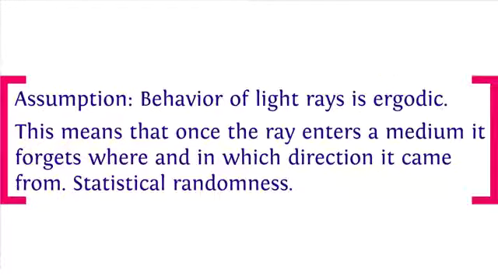Now, we're going to make some interesting assumptions in this lecture today. The most important thing is something called an ergodic assumption. We'll assume that the behavior of light rays is ergodic, which refers to the fact that the light essentially behaves in a random fashion once it passes through random surfaces. Okay? So just to read it, this means that once the ray enters a medium which has some random texture on it, it will forget where and in which direction it came from.